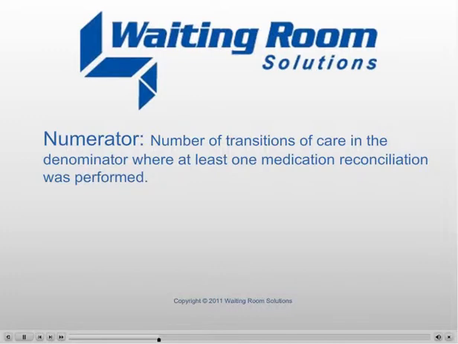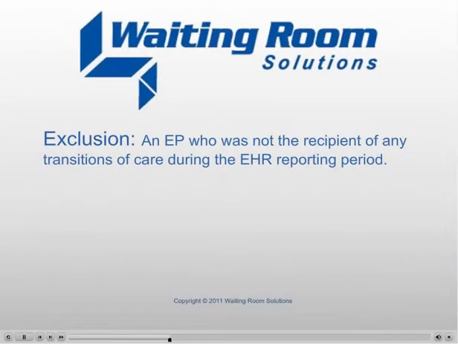Numerator: number of transitions of care in the denominator where at least one medication reconciliation was performed. Exclusion: an EP who is not the recipient of any transition of care during the EHR reporting period.